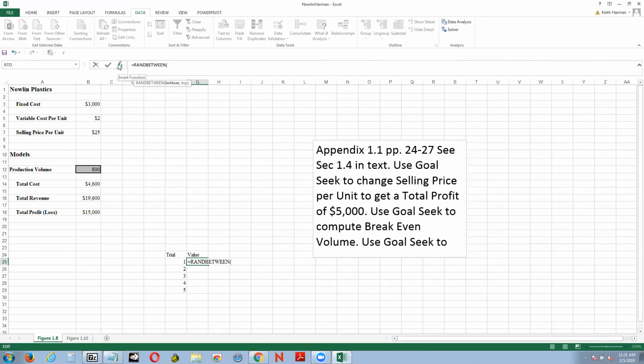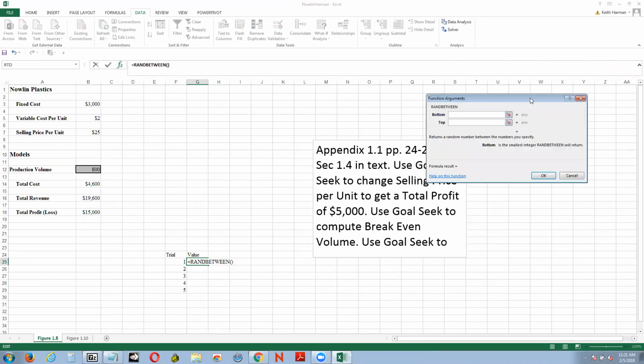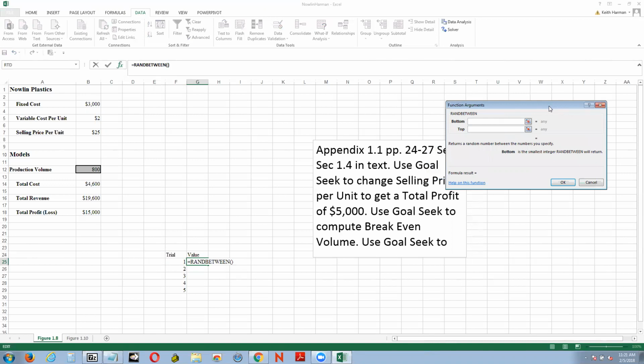Before we go any further, just a reminder, you can always click on the FX to see the dialog box, and it will explain to you each piece of the dialog that you need. So I'm going to put in the bottom of this is going to be, I think, selling price per unit. The discounters are going to sell it at, let's call it $18. Okay? And the top price, we'll go ahead and say, let's set that parameter as 25. You say, well, where'd you get that? Well, I know the profit I want to make. So to get there, I've got to sell them at $25 a pop.